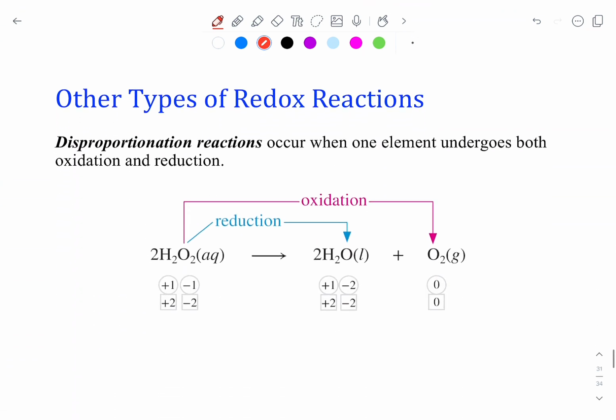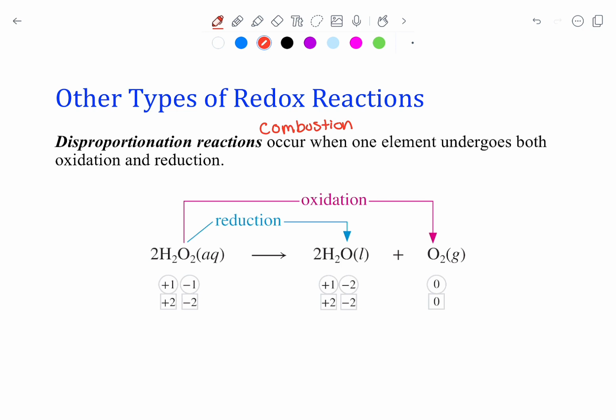A new type of reaction is called a disproportionation reaction. This occurs when one element undergoes both oxidation and reduction reactions. We're going to see this in reactions where one element in a reactant is separated into our two separate products. So this is similar to combustion reactions, where oxygen is being put into both carbon dioxide and water.